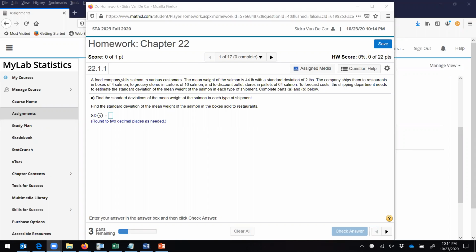All right, so if we have 44 pounds and a standard deviation of 2 pounds, then for boxes of 4, I would be doing the standard deviation of 2 divided by the square root of the number of fish, so 4. I messed that up already. It's amazing how quickly I can mess up. So this would be 2 divided by the square root of 4, so a standard deviation of 1.